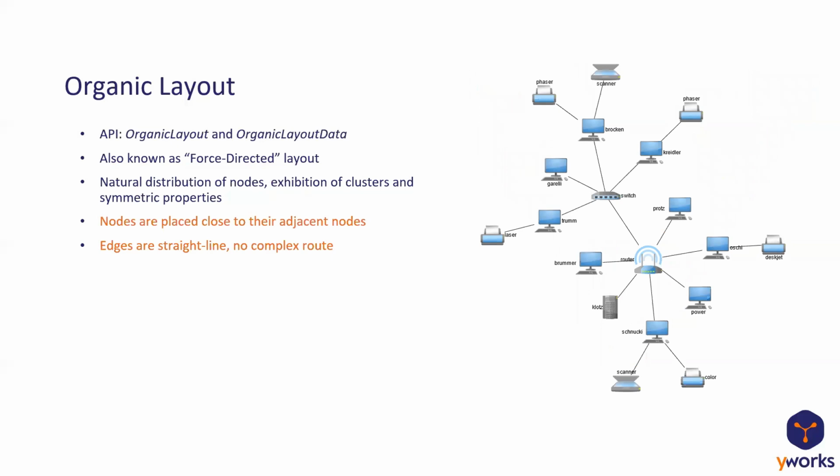More features, the organic layout places nodes close to their adjacent or neighbor nodes. And another obvious feature that can be seen in the samples is that this layout has only straight line, simple edges, so no complex routings with bends. So it really places the nodes near the neighbors, and the connections, the edges, are just simple straight lines.